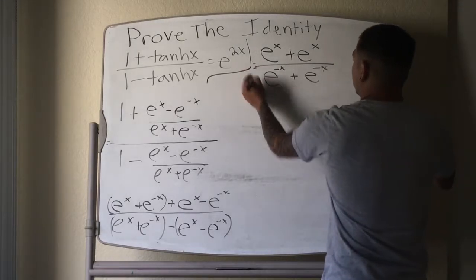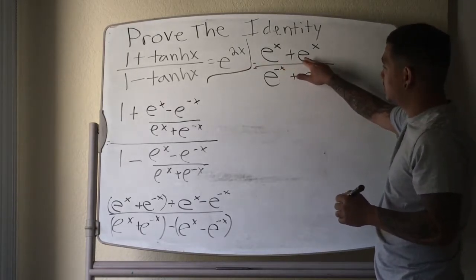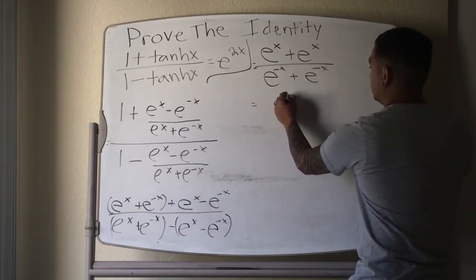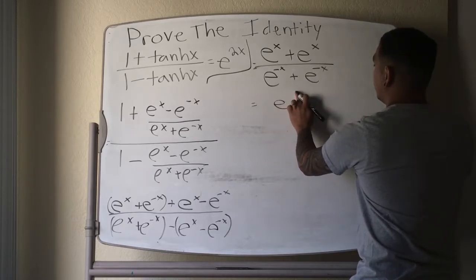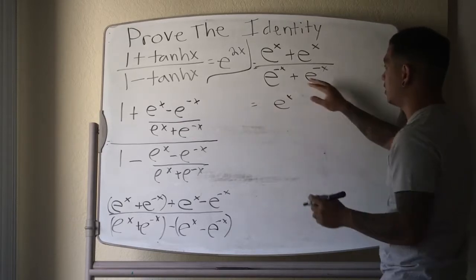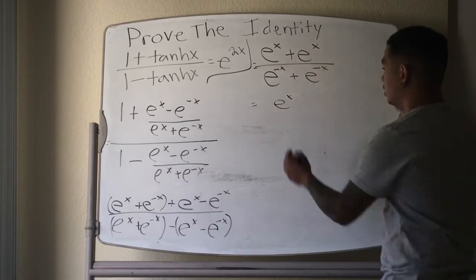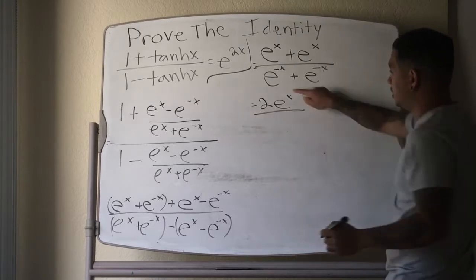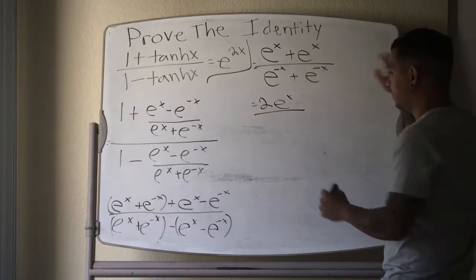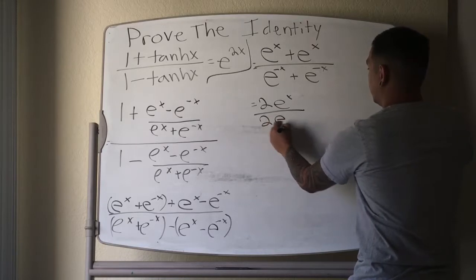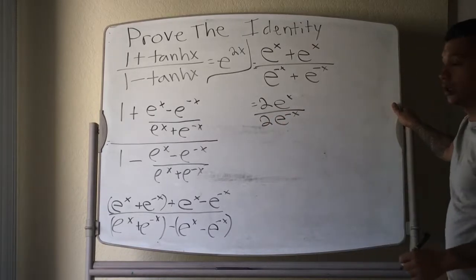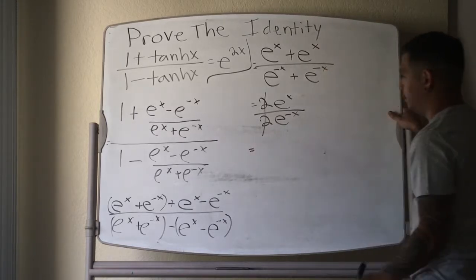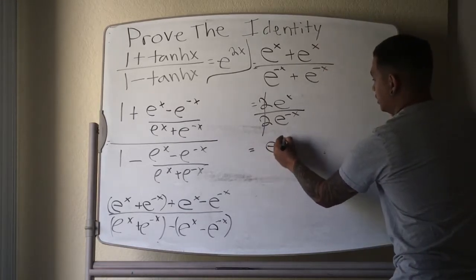Okay? And so you have like bases. So when you have like bases, this becomes e^x. Well, you have two e^x's, so you're going to have 2e^x over how many e^(-x)'s do you have? Well, you have 2 of those as well, 2e^(-x). And if you notice, these 2's cancel. And you're left with e^x over e^(-x).